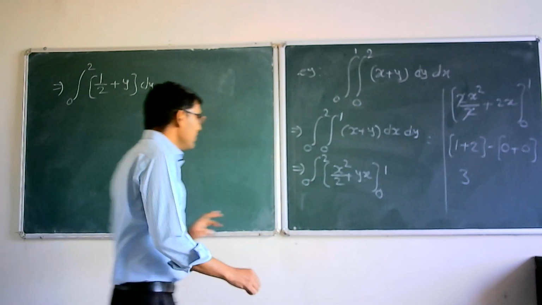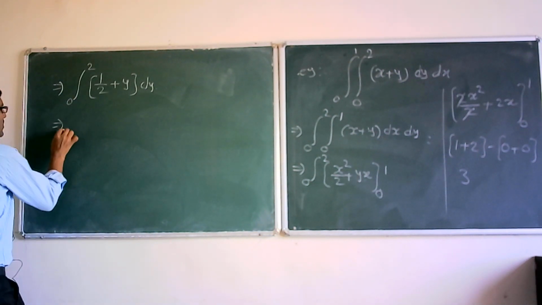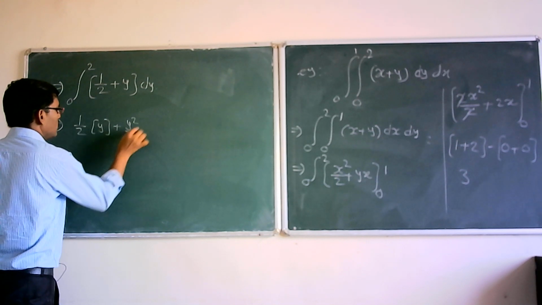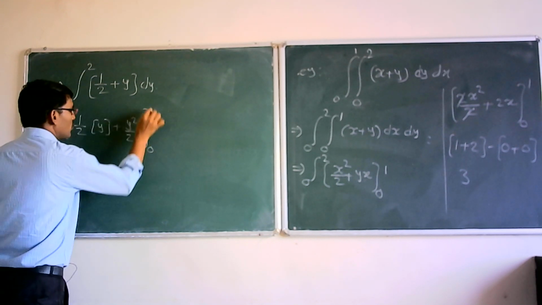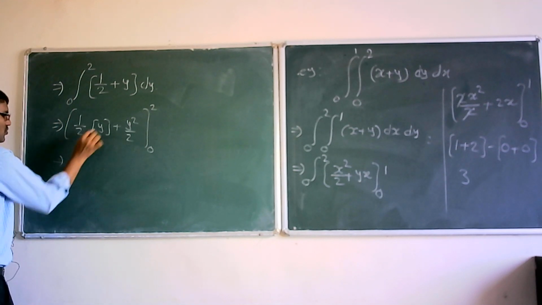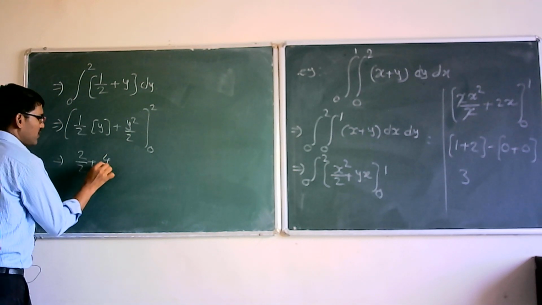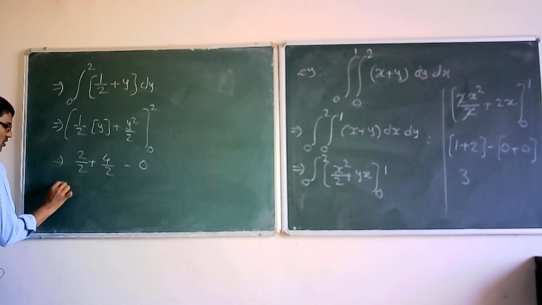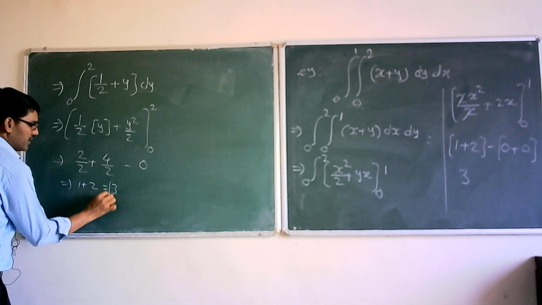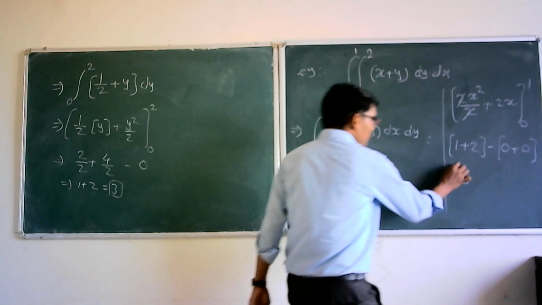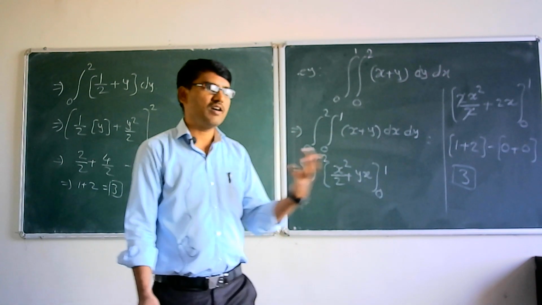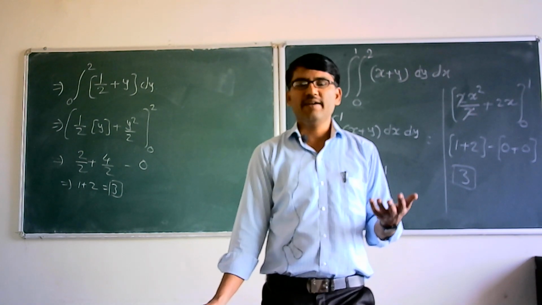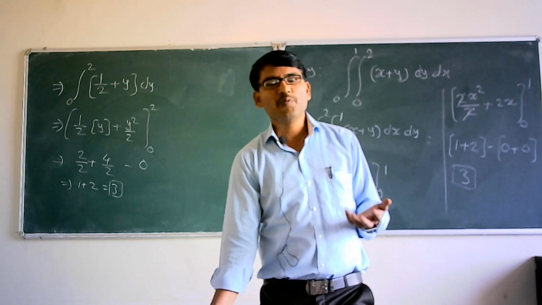1 by 2 plus y. Now integrate with respect to y. So it is 1 by 2 y plus y square by 2, and the limit is from 0 to 2. Now put the limit of y is 2. So it is 2 by 2 plus 4 by 2, and for lower limit it is again 0. So it is 1 plus 2, it is equal to 3. So if you observe, if we evaluate with respect to x first, or with respect to y first, our answer will be same if your limit of x and y are constant. This is called the Fubini's first theorem.